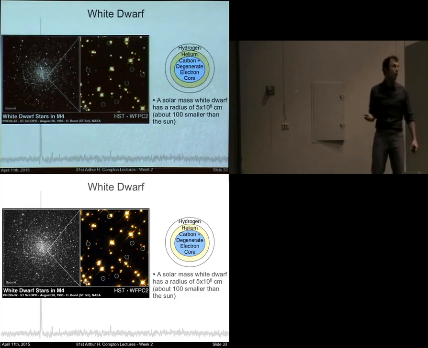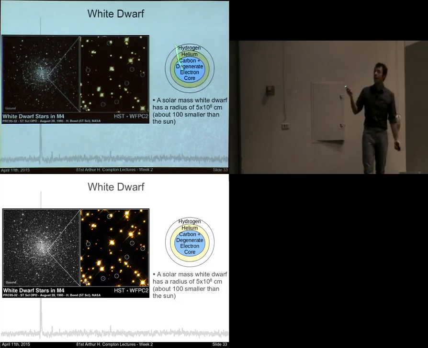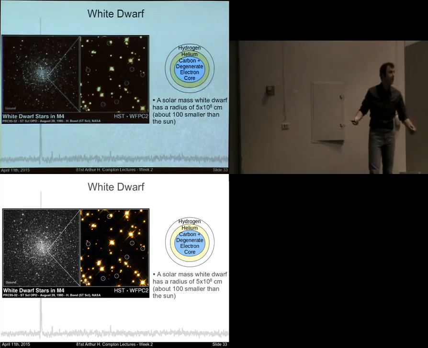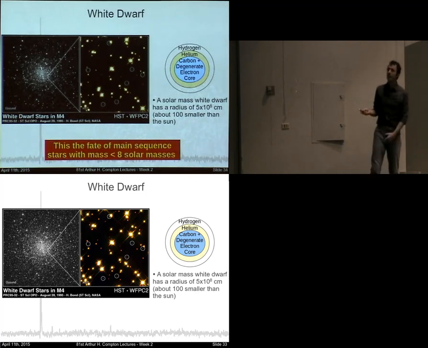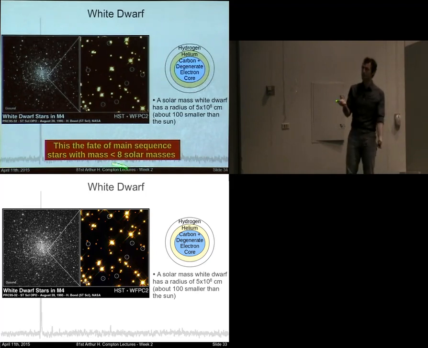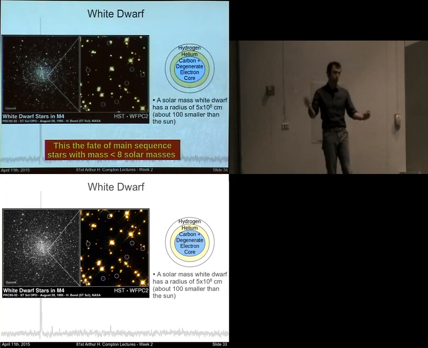These tiny little dots are white dwarfs. That's what they're called, white dwarfs. This is how we ended up with these very tiny stars. And this is the fate of main sequence stars which start off with a mass of less than 8 solar masses. So this is how it's going to go for our sun, the story I told you.